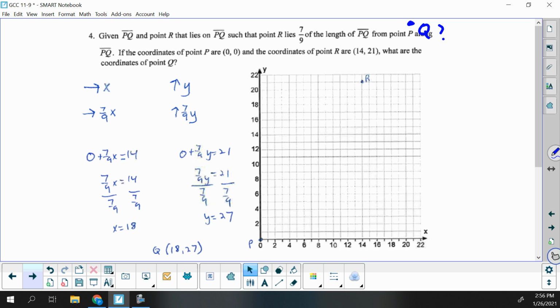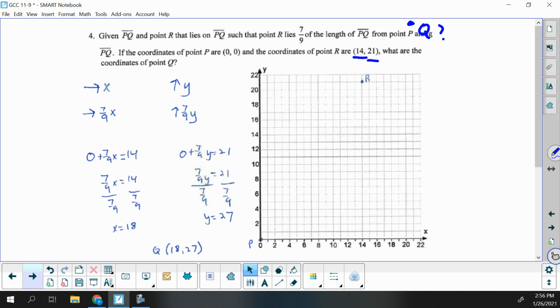So to get from P to Q, we moved right some amount. So I just called it moving right X. And we moved up some amount. I just called it moving up Y. So then we'd multiply those each by 7/9. So we get 7/9 X, and we know that should have ended up with a move to 14. Because we ended up with 14 moving from 0, 0. And the 7/9 Y, we ended up getting 21.